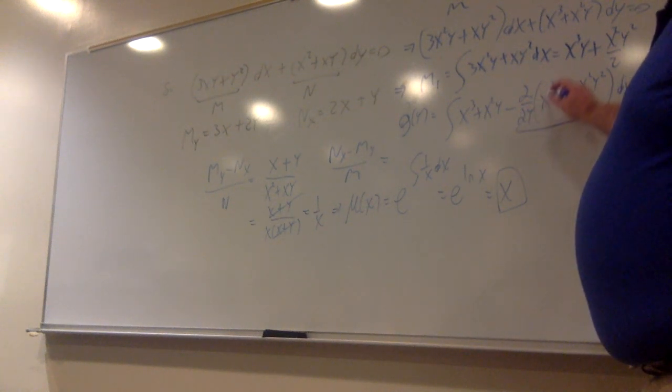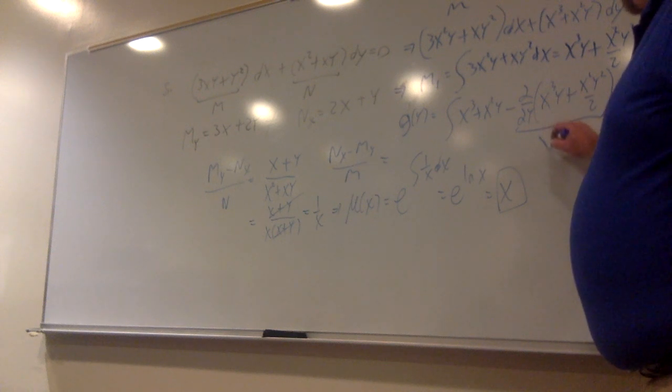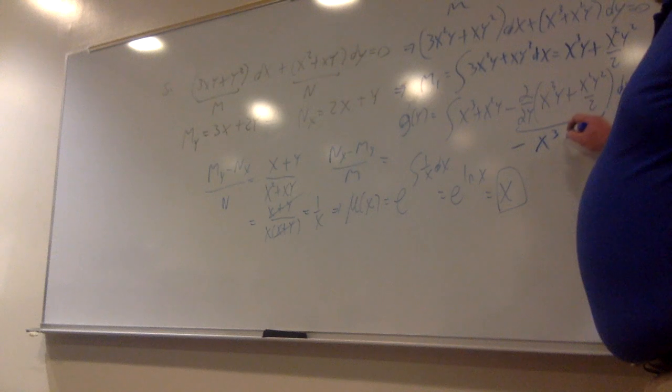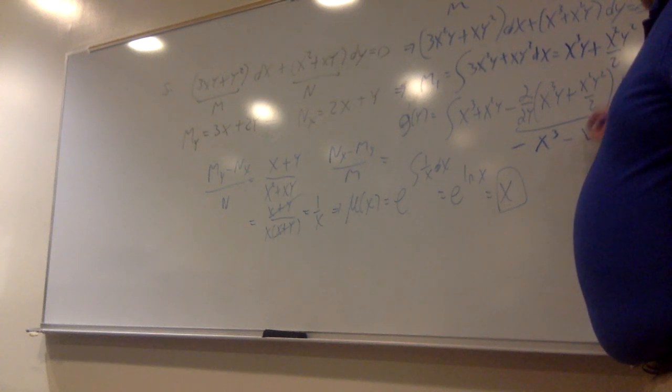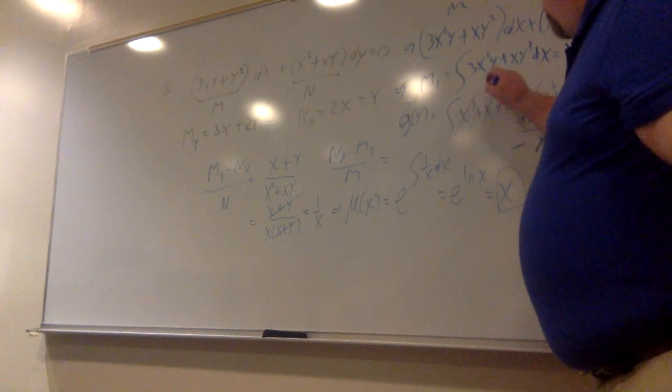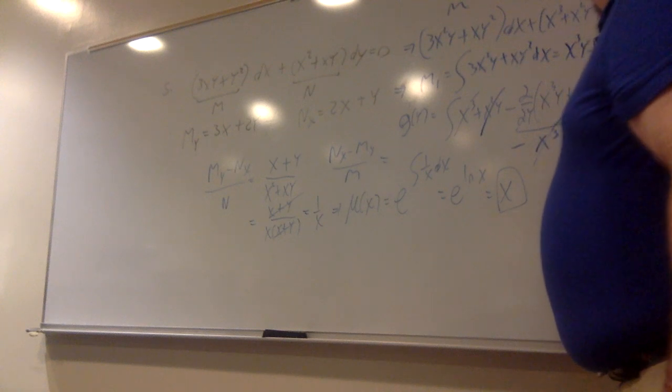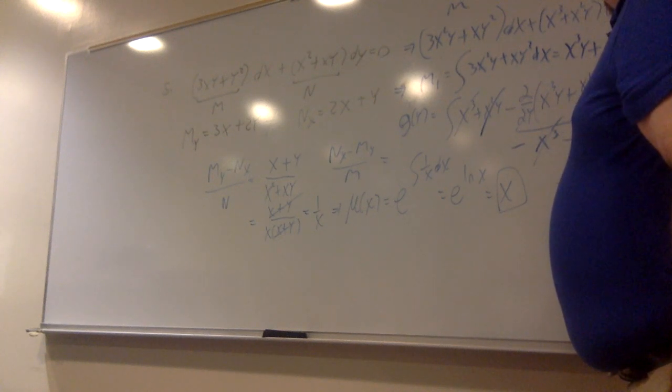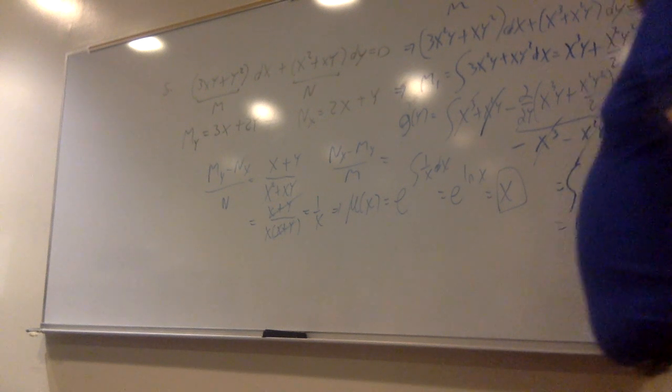So you take a derivative of this with respect to y, and you get x cubed, so minus x cubed, and then minus x squared y. And what's supposed to happen at this point is everything that depends on x cancels. Well, in this case, that's everything. All of it cancels. So you get the integral of 0 dy, which is a constant.